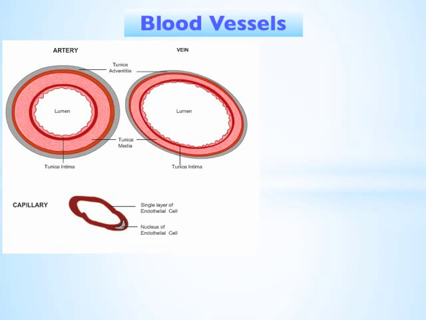The artery has an outer layer called a tunica adventitia. Inside that is the tunica media, which is made up of smooth muscle and elastic tissue. And the inner layer is called the tunica intima. It's a single layer of cells on a basement membrane. And capillaries only have a single layer of what's called endothelial cells on a basement membrane. All vessels have a passageway through them called the lumen, through which blood flows.